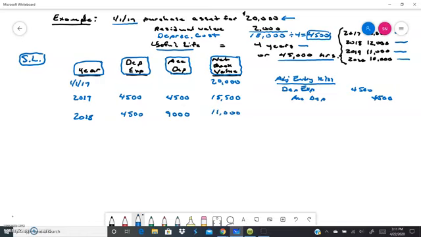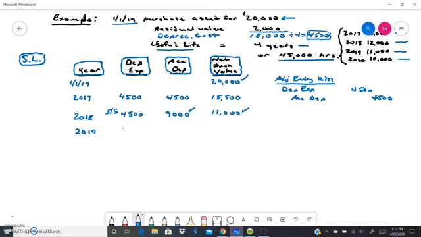So if we looked at our income statement, we'd have $4,500 of expense. On our balance sheet, we'd have $9,000 of accumulated depreciation. We'd have $20,000 of gross value and a net book value of $11,000 at the end of 2018. So we can just go forward with that.